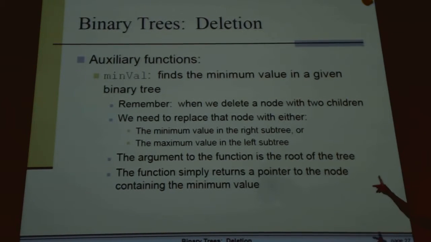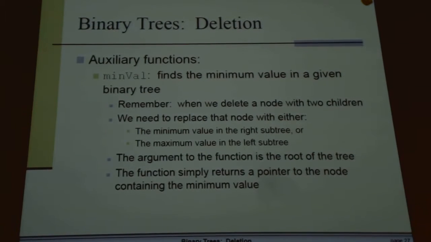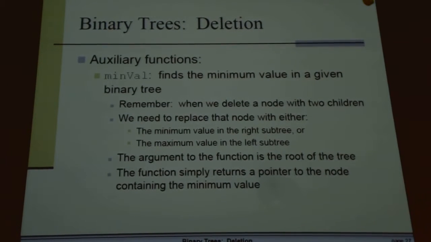If we want to find the minimum value of any given binary tree, you have to be careful when you're trying to delete those nodes with two children, because we need to know who we are going to replace it with. It doesn't matter if you replace it with the minimum value on the right or the maximum value on the left. You just pick one as your implementation. The argument for this function is the tree, and it just returns a pointer to the node that contains that smallest value.